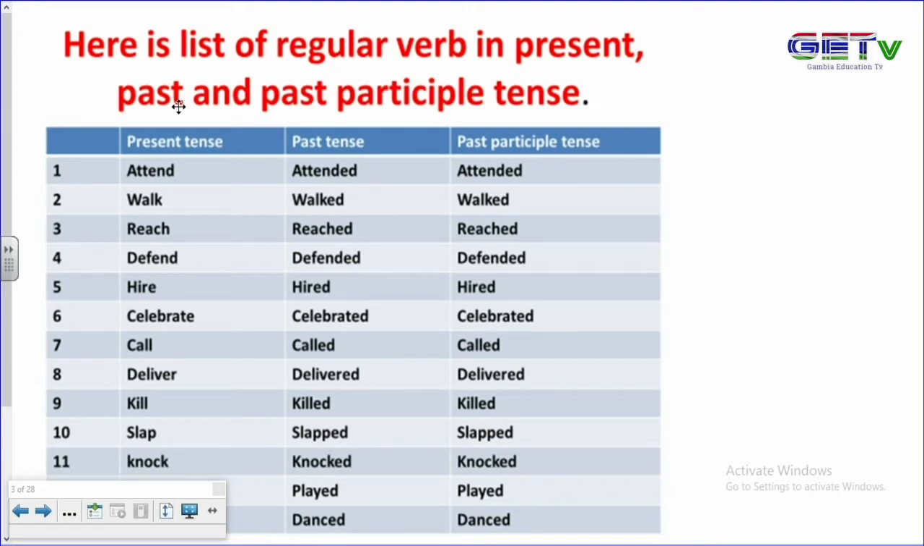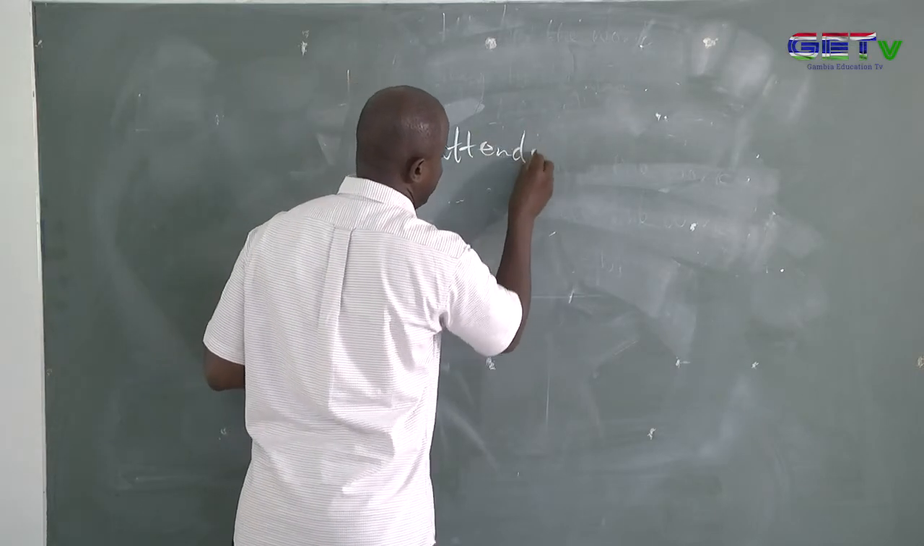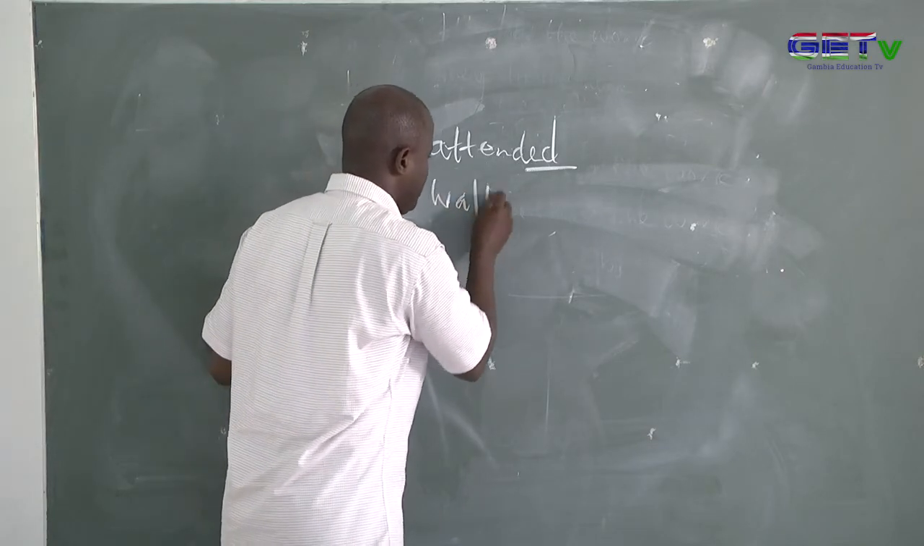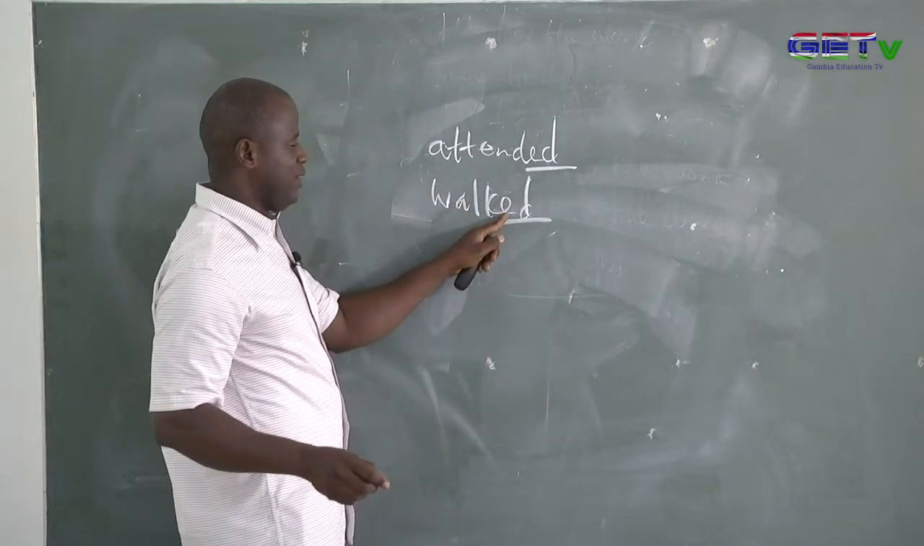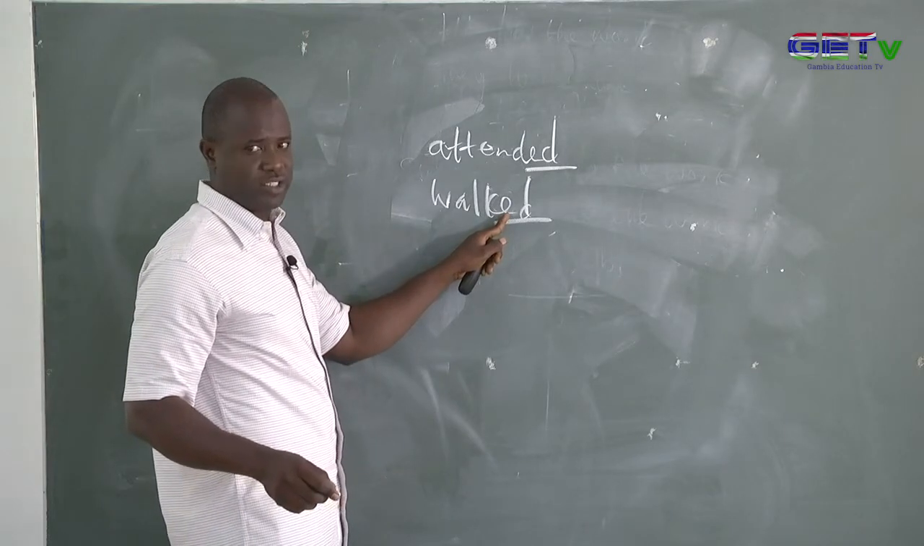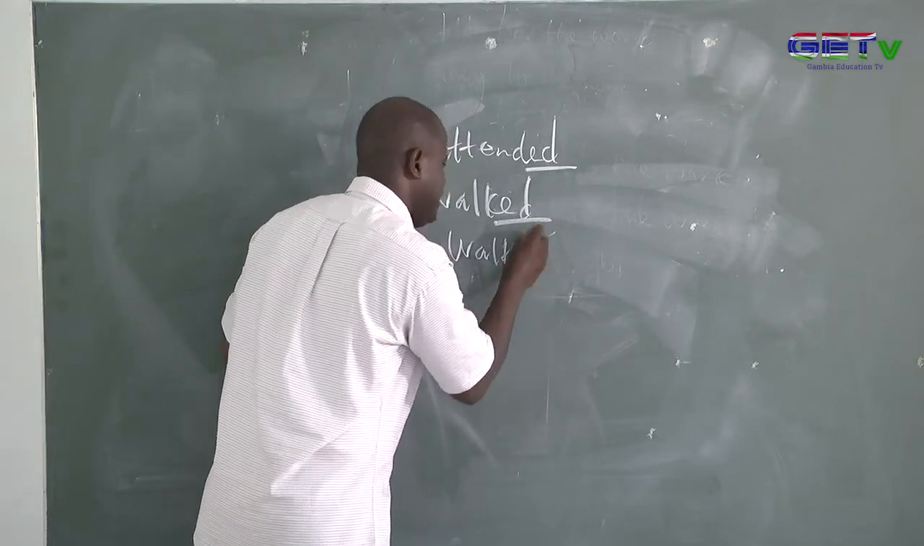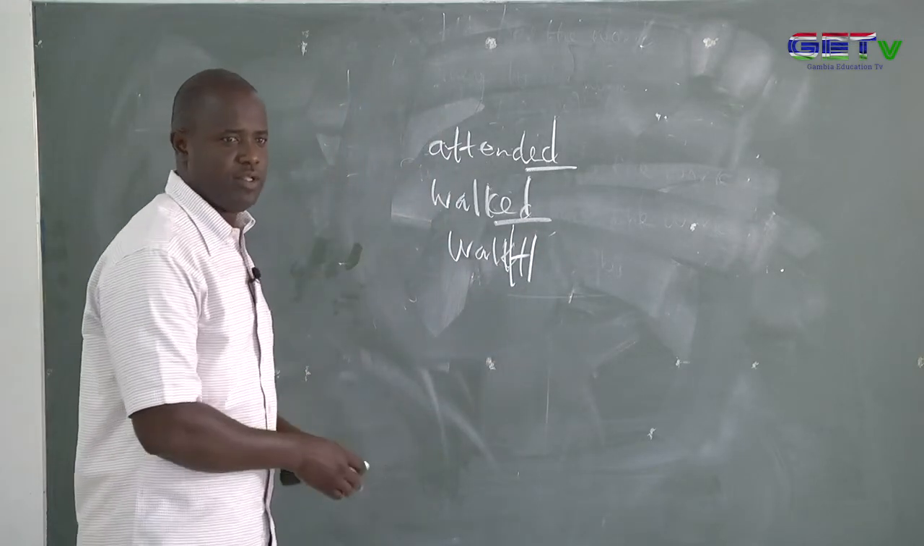Now we have the verb walk. In the past tense, you add ed. Walked is not pronounced as attended. If we are to pronounce it in the past tense, the t sound must come: walked. Unlike attend, which in the past tense becomes attended, walk in the past tense, this ed, we cannot say it as a separate syllable. What do you say? Walked. It's pronounced as walkt. So we move on.